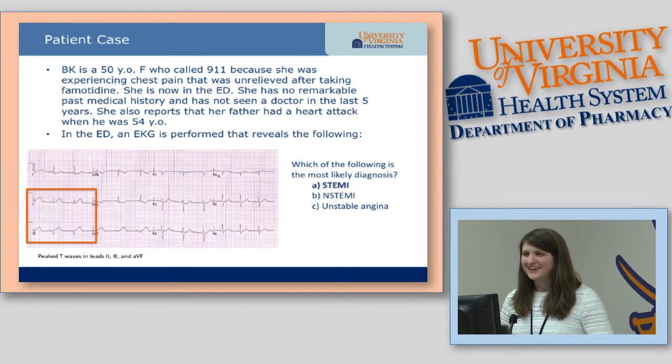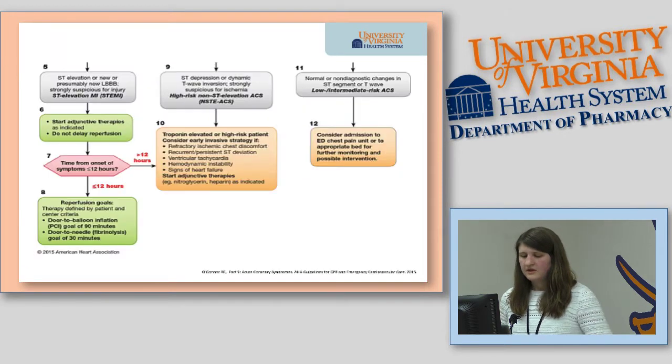And you're correct. The answer is STEMI. We see that there are those peaked T waves in at least two contiguous leads. Now that we know the type of acute coronary syndrome the patient is experiencing, we go on to these next step treatments, which can either be adjunctive, so increasing the amount of antiplatelets and antithrombotics we're giving these patients, or it may be reperfusion therapy, such as PCI or fibrinolysis.